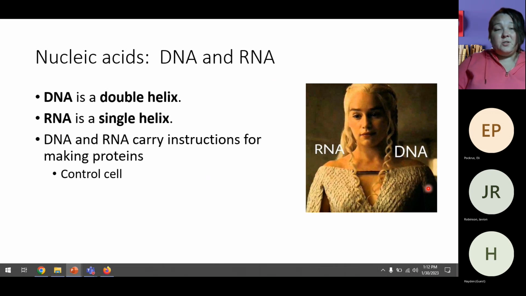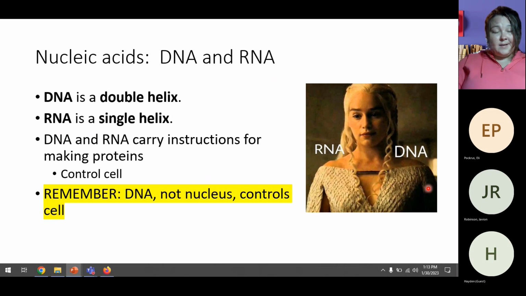They both contain instructions for making proteins, which means that they control the cell. Recall that 70% of a cell's dry weight is made of proteins. That just shows you how important proteins are to a cell. Here's the thing though. DNA controls the cell. The nucleus does not control the cell. The nucleus contains the DNA, but the DNA itself actually controls the cell. This is like saying your head controls your body. No, your brain is contained in your head, and your brain controls your body.